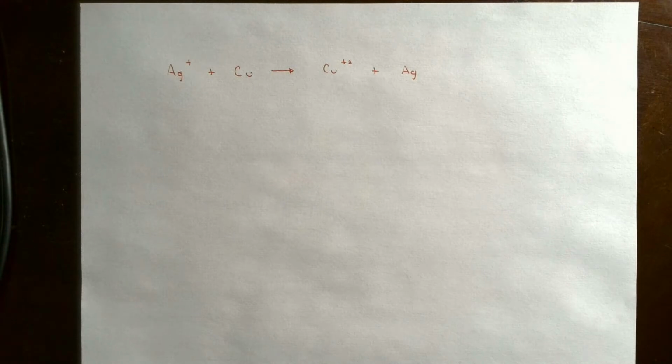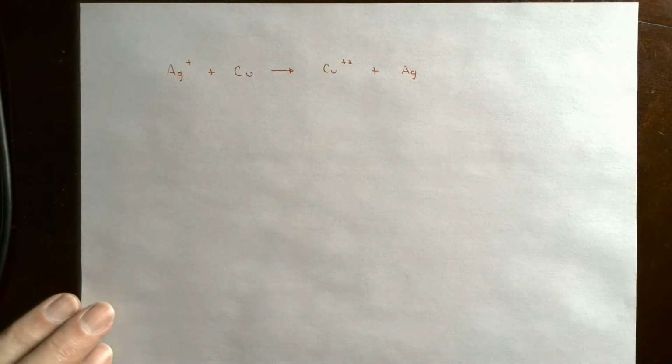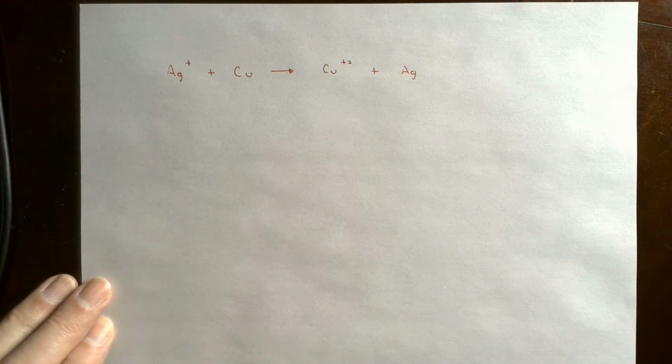We're going to start with where we left off last time, which was balancing redox equations. We have this particular reaction of silver ion with copper to produce copper plus 2 and silver. What I'd like to do is go through and balance this redox equation with you. We may go fairly quickly through this process, because hopefully you've practiced or will practice so that you get it down.